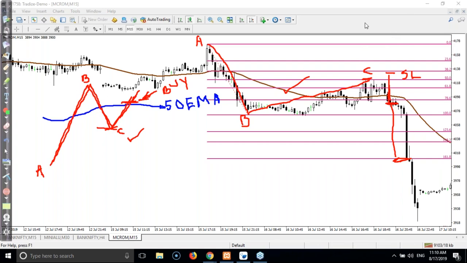So I am using the 15-minute chart, right? If you want to enter for buy and sell like that, you should always use the 15-minute chart. I use the 15-minute chart. Just a minute, let me open that one.